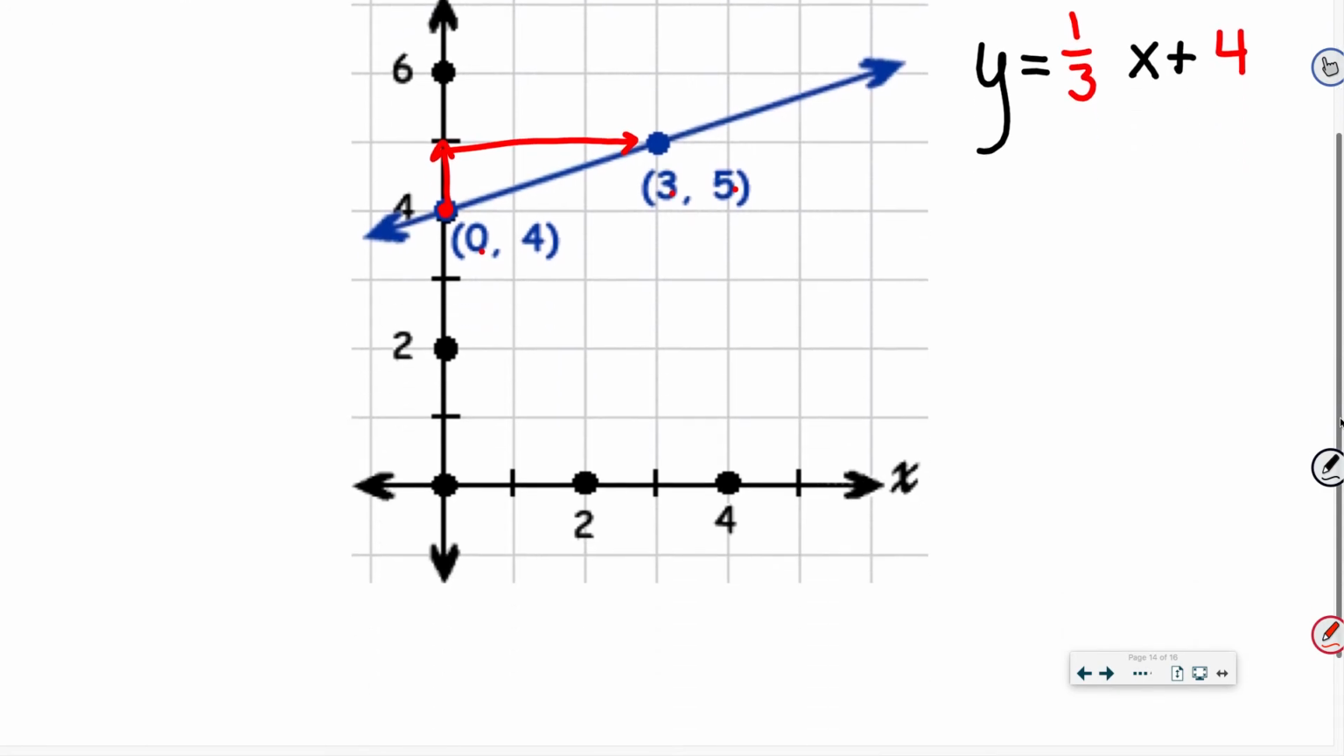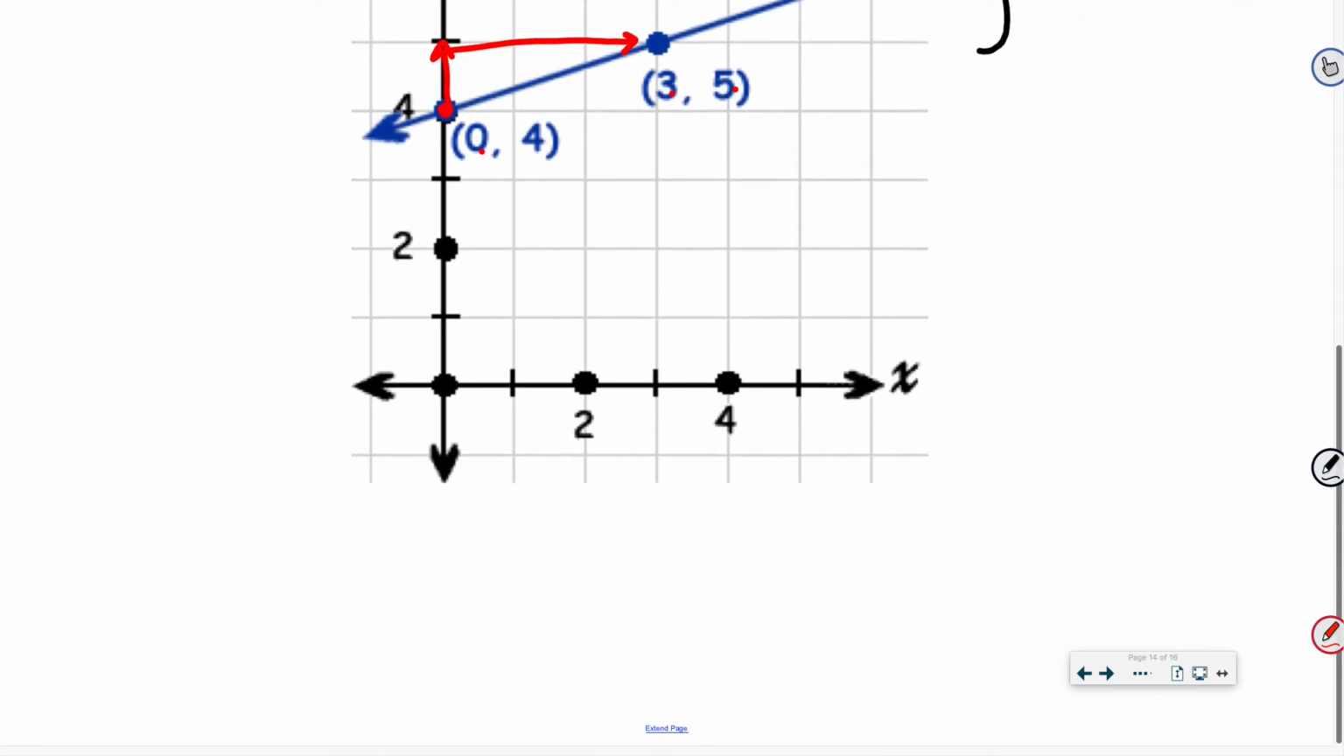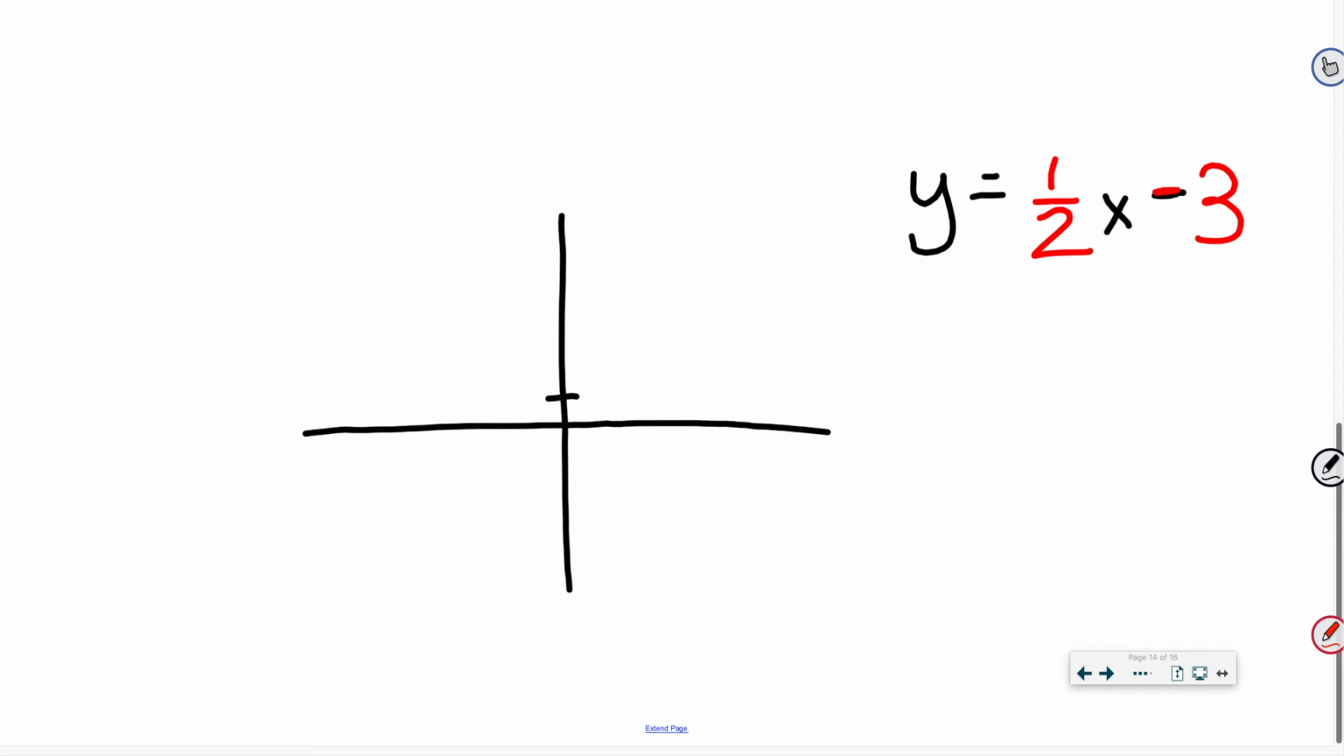Now we can take this and do it in reverse. If I had an equation that looked like this, what would this look like on the graph? How many points do I need to create a line? 2.